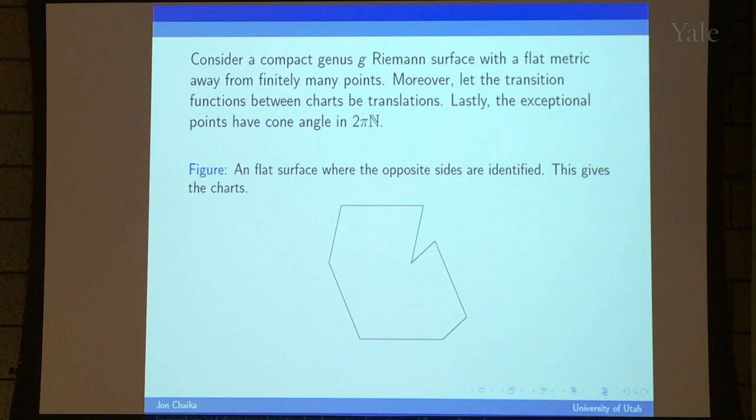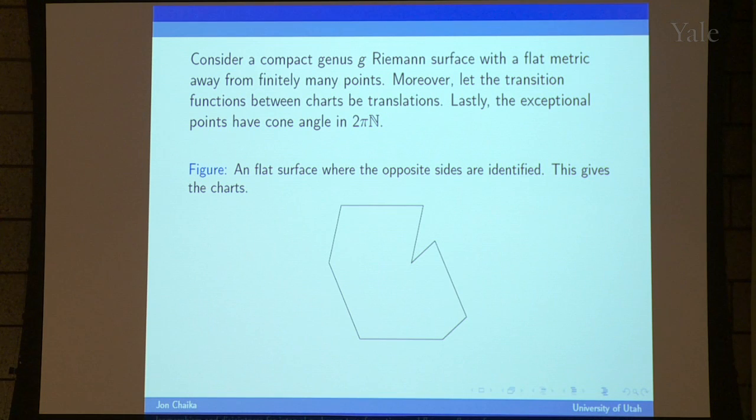What we have here is a flat surface, and opposite sides are identified. So I've drawn you the chart and the transition functions. If I cross from here to here, I come back here. If I come here and hit here, I come back over here, come down, and so forth. Okay. Does the picture make sense? Opposite sides are identified, and that tells you the transition functions between the charts.